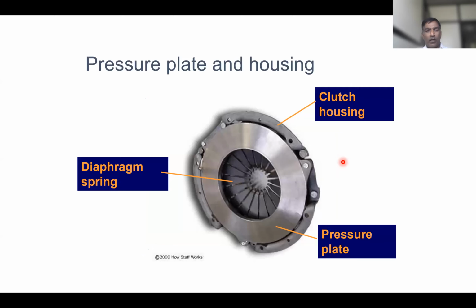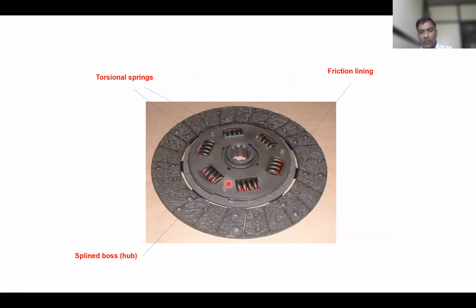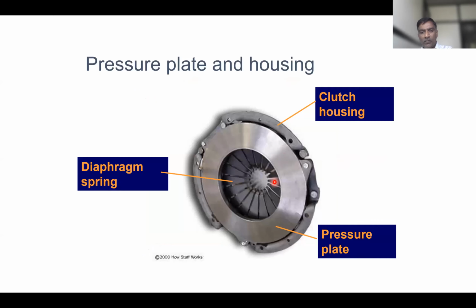Then you can see the pressure plate and housing. This is the clutch plate, this one is the pressure plate, and this is the diaphragm spring. So instead of a coil spring, here it is a diaphragm spring. In front of this pressure plate there will be the clutch plate. And here there will be the flywheel. And this is called the clutch housing. Did you understand, Sachin?